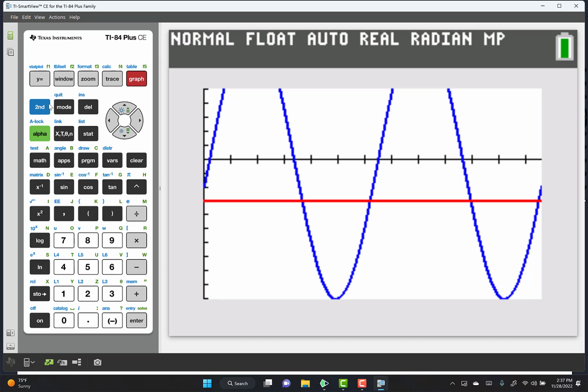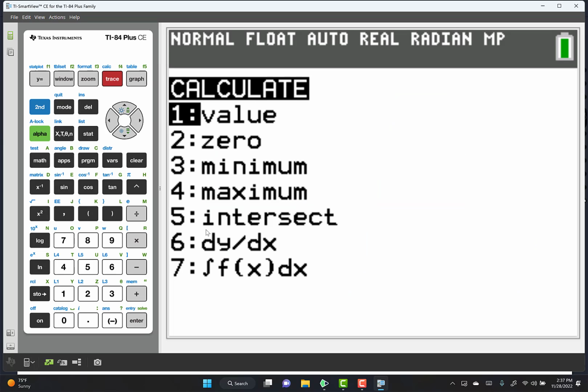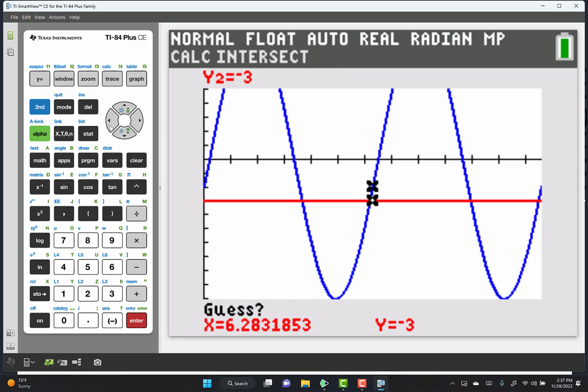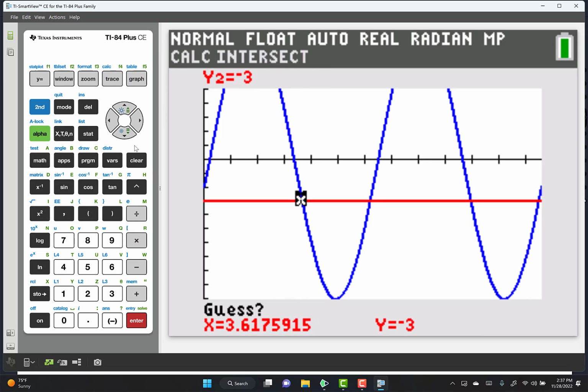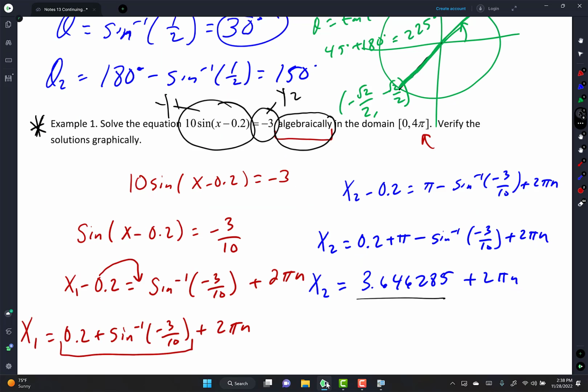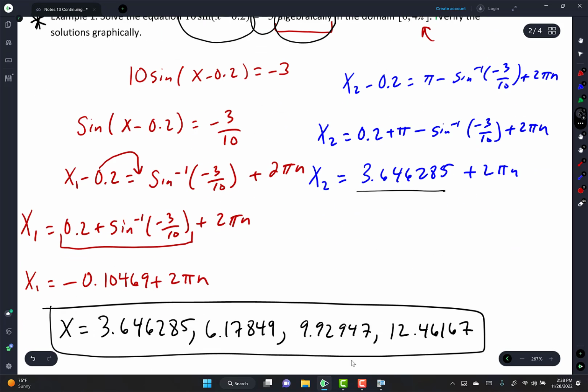So let's see. I'm going to tell the calculator: second, calculate, number 5. Enter, enter. And then when you get that little guess thing, go to the one you want. I'm going to push enter on this one. And I got 3.6462. Is that an answer that I have? Perfect. Let's go to the next one. Second, calculate, number 5, enter, enter. And I'm going to go to the second one over here. Enter. 6.17849, is that another one? Do I have that or no? 6.17849, yeah, there it is.